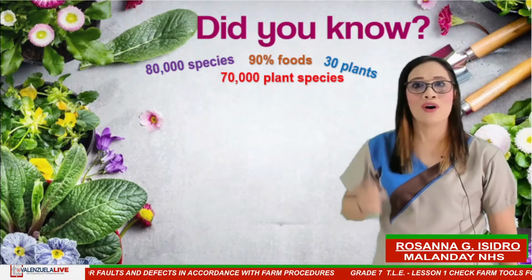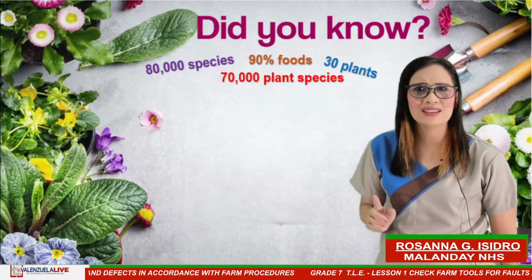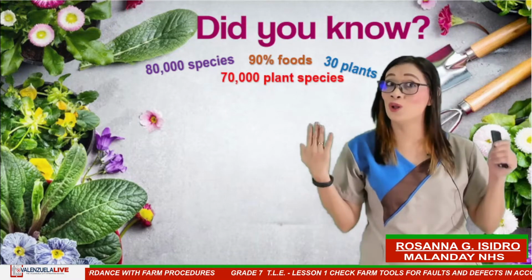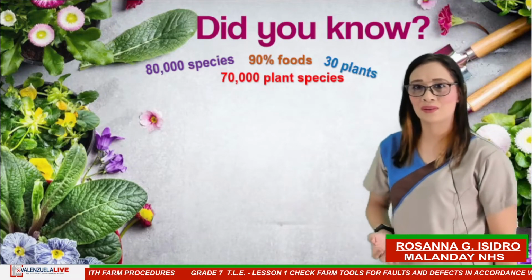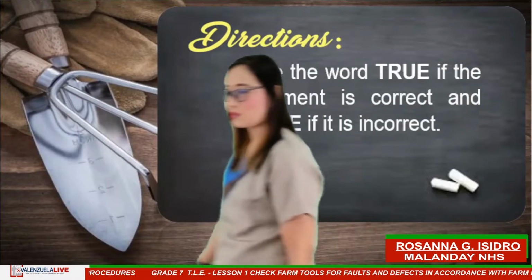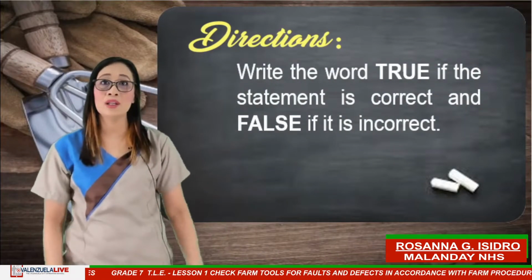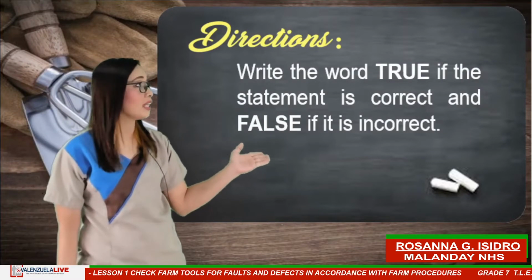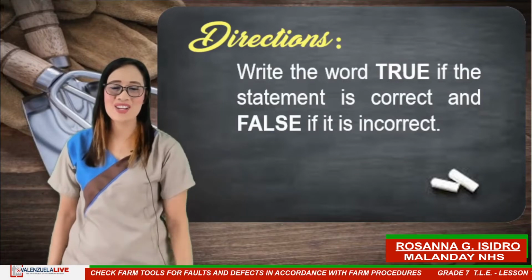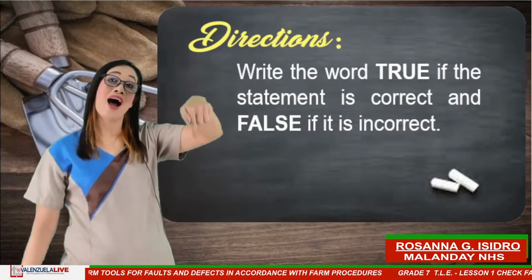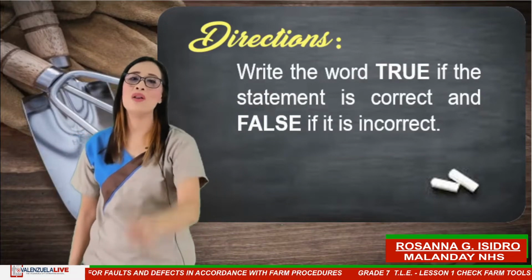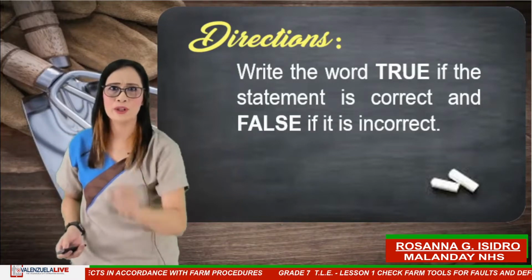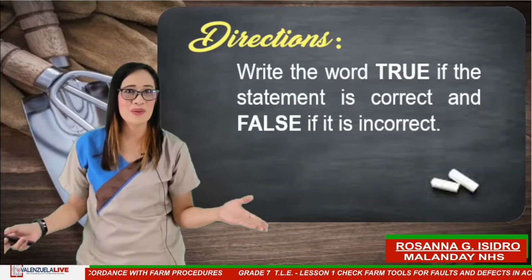To test our knowledge of our lesson, let us answer "What's More" to measure what we have learned today. Direction: write the word true if the statement is correct and false if it is incorrect. Write your answer in the comment box. You only have 5 seconds to answer every number. Are you ready? What are we waiting for?